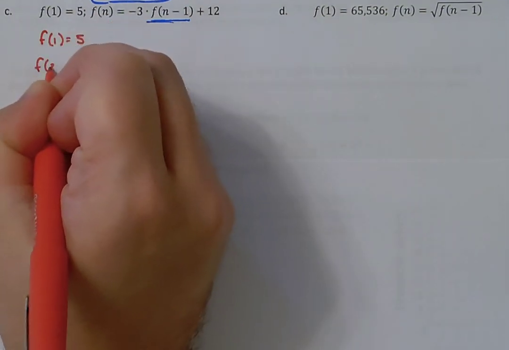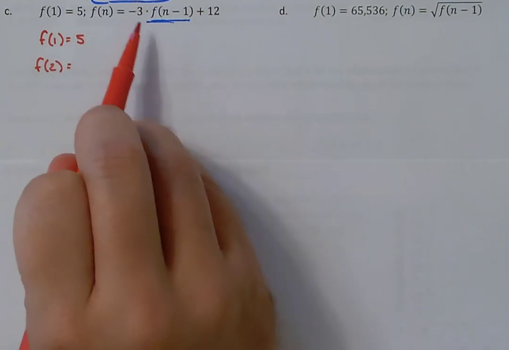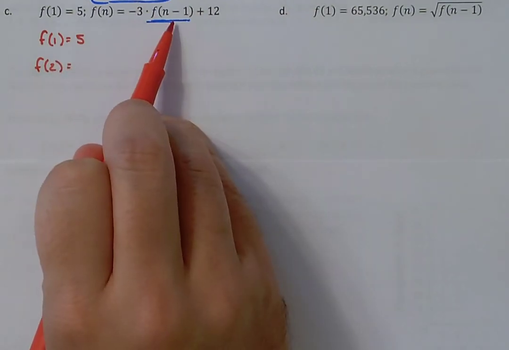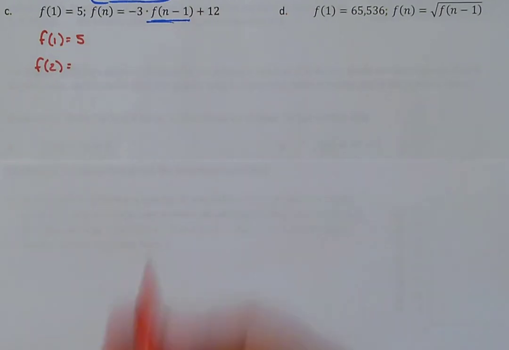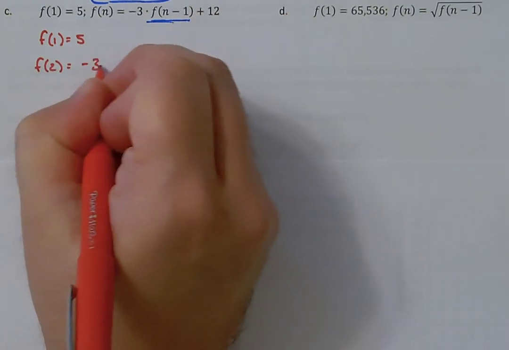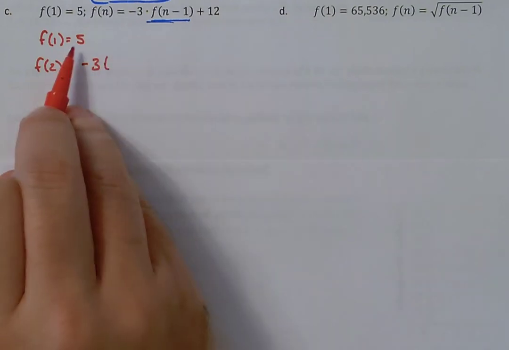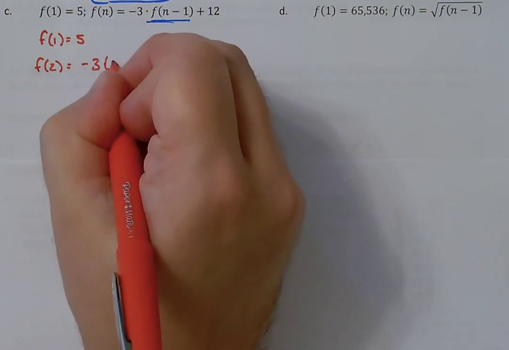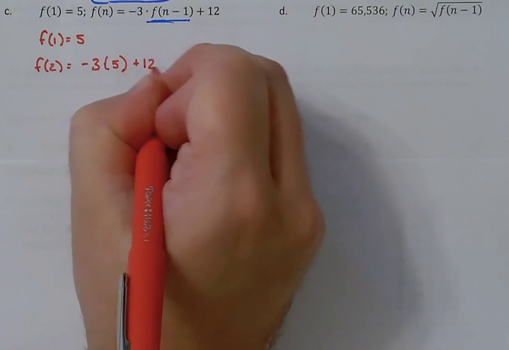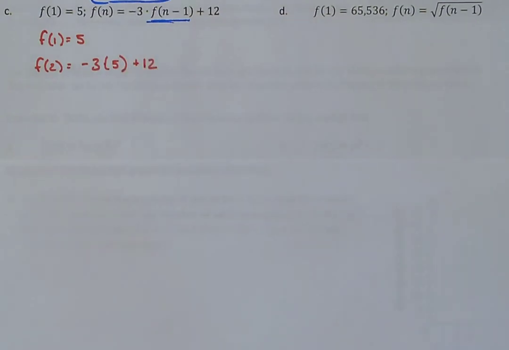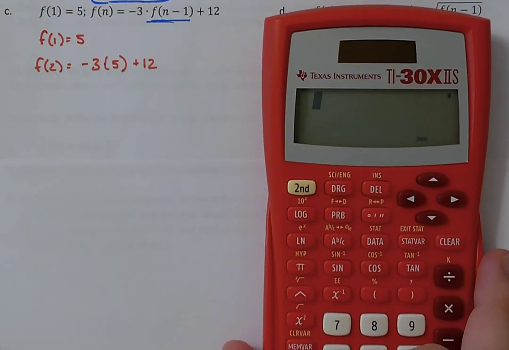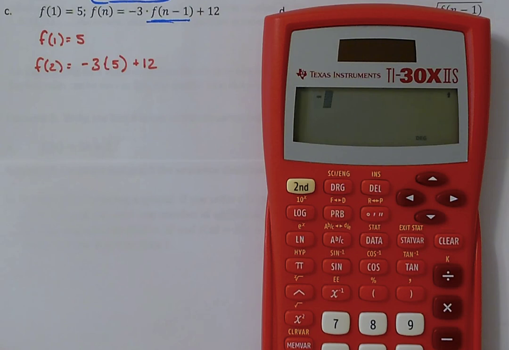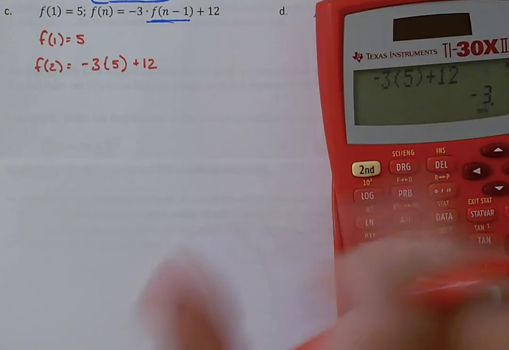Now, if we go on to the second term, so f of 2, again, it's negative 3 times the previous term plus 12. So this is going to mean negative 3 times our previous term is 5 plus 12. Now, if you can do this and write it all out or in your head, great. I'm going to use my calculator just to show you where we get our answers from. So negative 3 times 5 plus 12 is going to give us negative 3.